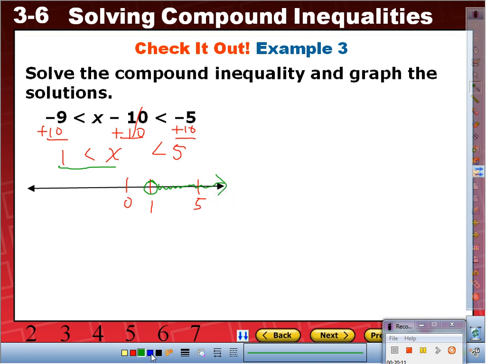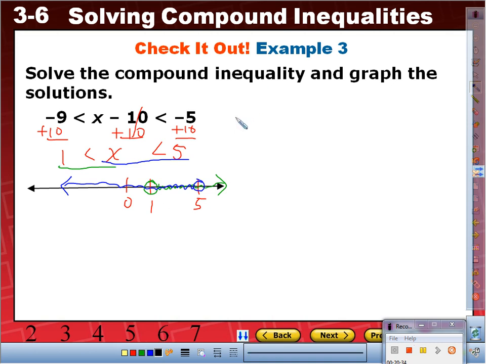I'm going to graph the second part in blue. X is less than 5. Does it include 5? No, it's an open circle. What numbers are less than 5? Everything to the left with an arrow. Now, who sees the intersecting regions here? That is our solution set.